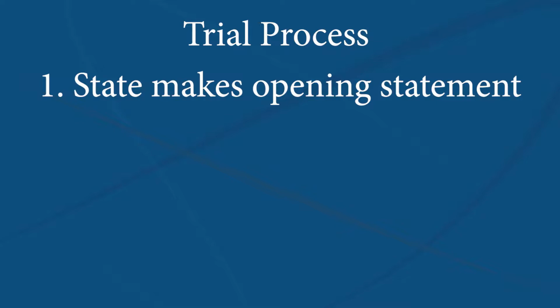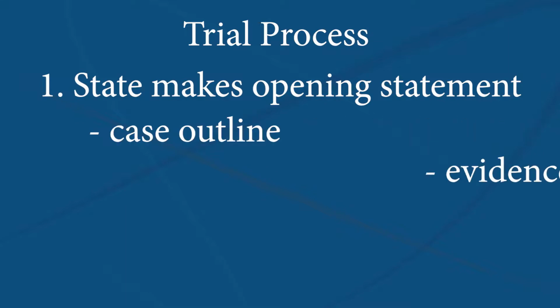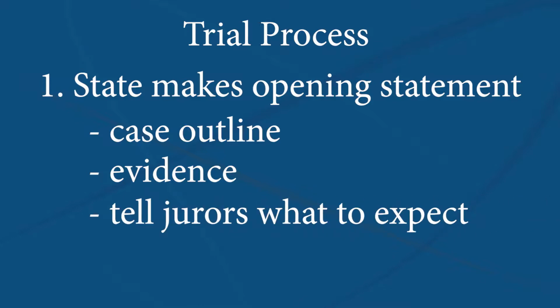This is a continuation of our video on the trial process. We ended up with the jury being selected, and now it's time for the actual trial to start. The first thing that happens is that the state will be given an opportunity to make an opening statement. That statement is not really an argument, but it's meant to tell the jurors a little bit about what the case is, what they expect the evidence to be, so that the jurors have an idea about what to expect as the trial goes forward.